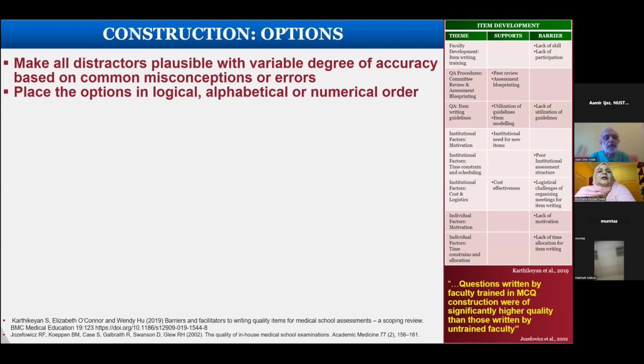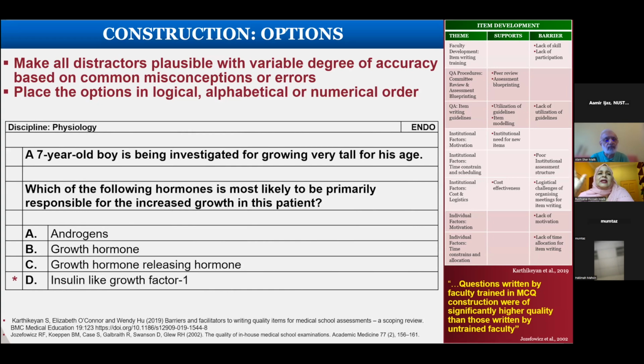Options. Make all distractors plausible, with variable degree of accuracy based on common misconceptions or errors. Place the options in logical, alphabetical, or numerical order. It is very important so that the student does not get the notion that this examiner always writes B as the correct answer, or always likes to put A as the best answer, because other options are produced later on. The correct one comes first.